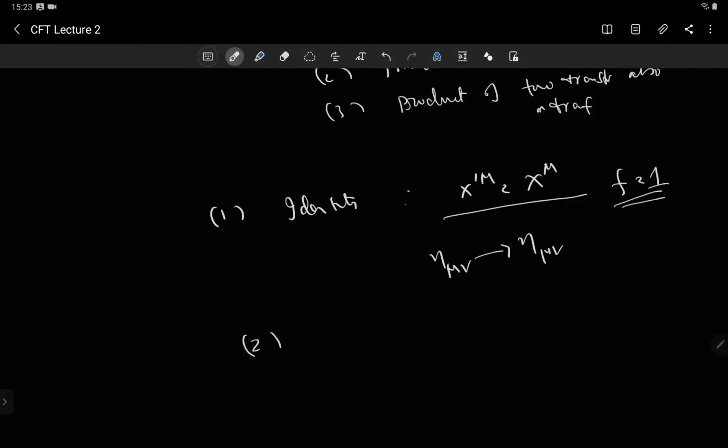Secondly, we are looking for invertible transformations. So if I do a transformation x to x prime, I want it to be invertible also. So I want a transformation which is invertible, meaning I should also be able to do x prime to x. Okay. Now, is this a solution?